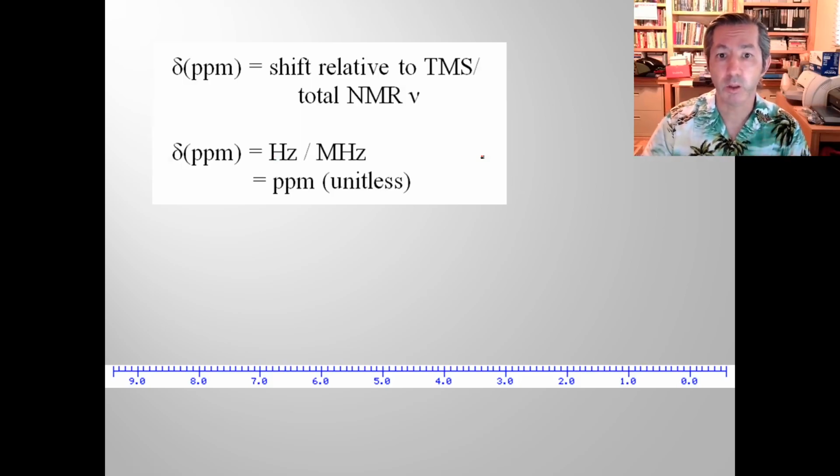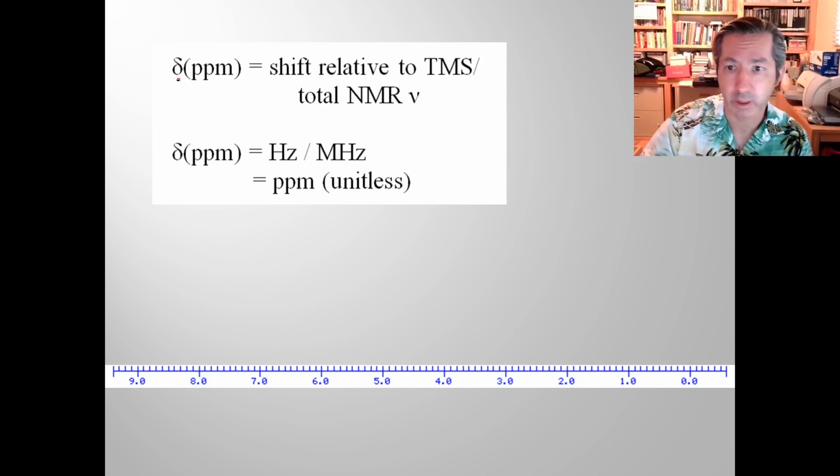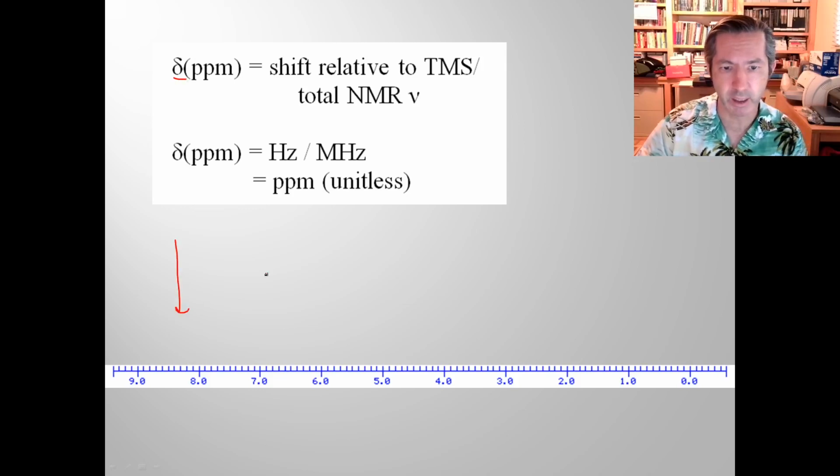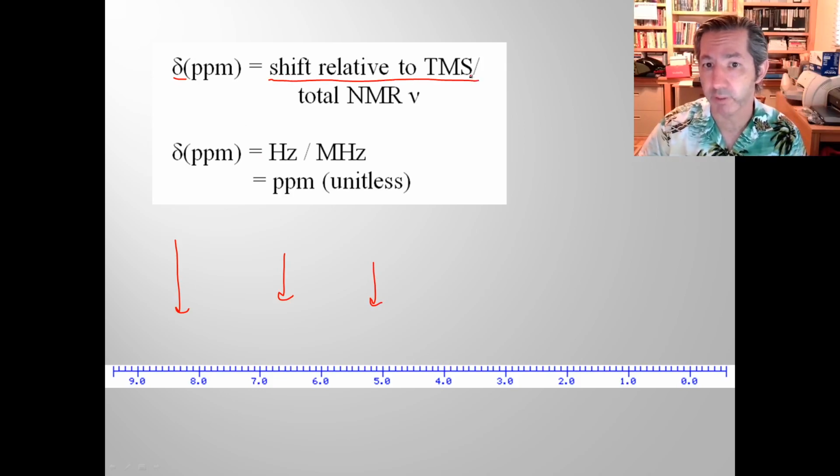But here's where that comes from. What we're looking at is what's called a chemical shift. This is where things show up on the spectrum. Does it show up here? Does it show up there? Does it show up here? That's called a chemical shift. And we say it's a shift relative to a reference compound.